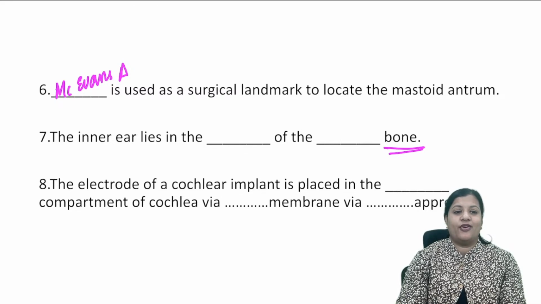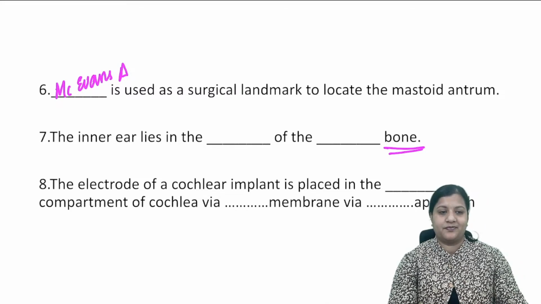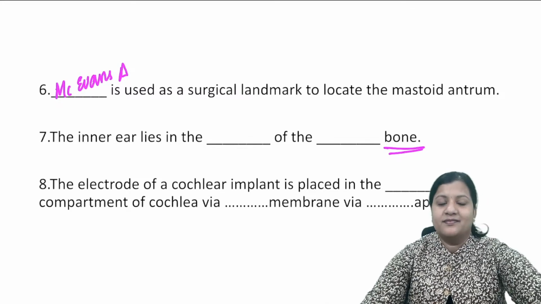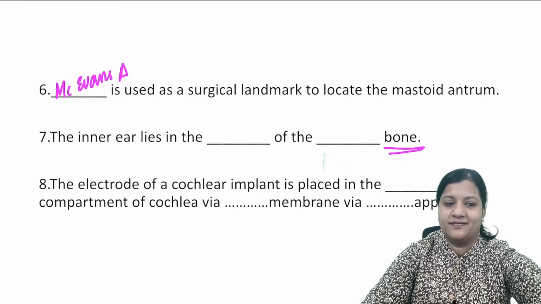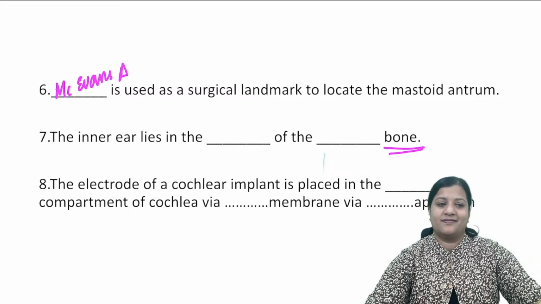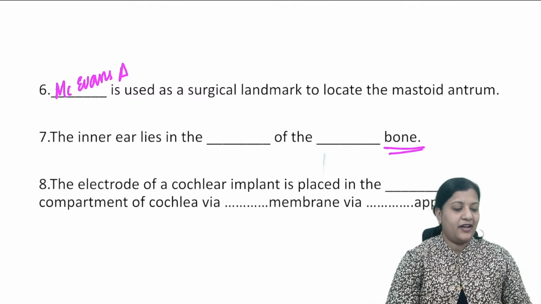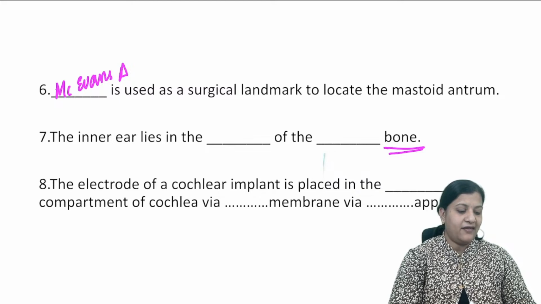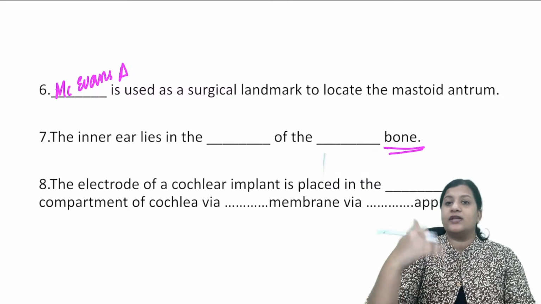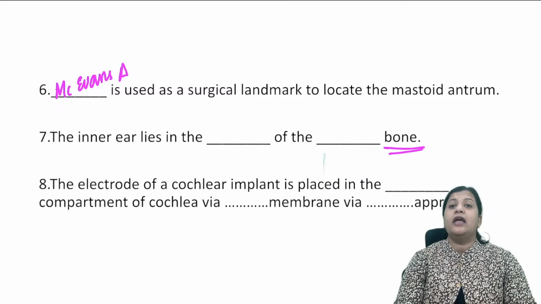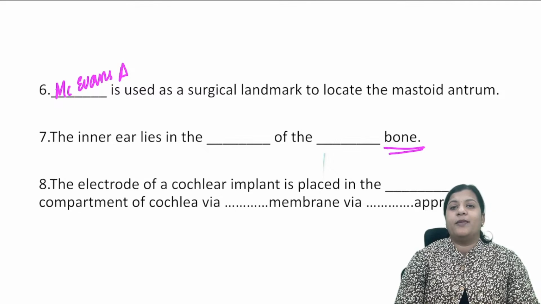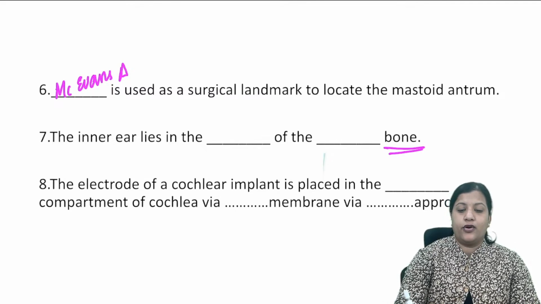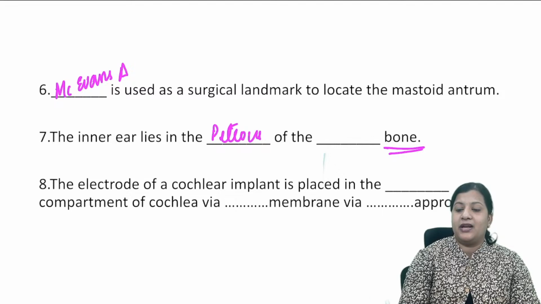I'm waiting for all of your answers. Where does the inner ear lie? I'm waiting for your answers, guys. Very, very good. So keep answering as soon as you see the questions flashing on the slide. Don't wait for me to read out the question because we don't want to waste more time. So we are going to do it fast. The inner ear lies in the petrous part of the temporal bone.